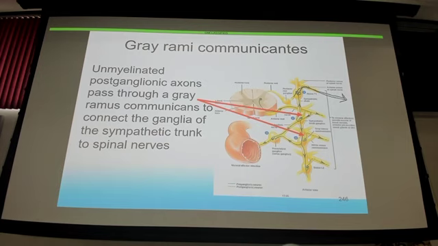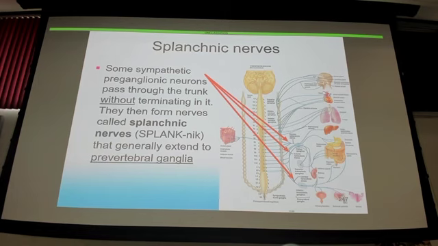But what if they don't? What if a sympathetic preganglionic axon doesn't synapse with anything in the sympathetic trunk? It will go through it. So there are areas where the sympathetic preganglionic axon goes into the trunk, but it doesn't synapse in there at all, and it just goes right through it. When it does that, it's going to the other sympathetic ganglia, which are called the prevertebral ganglia. They're still going to be very short.